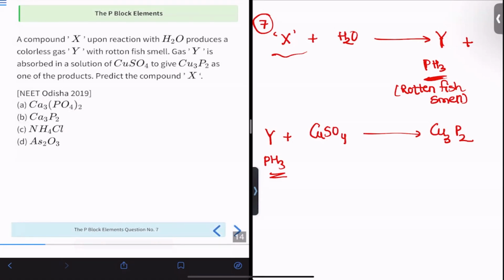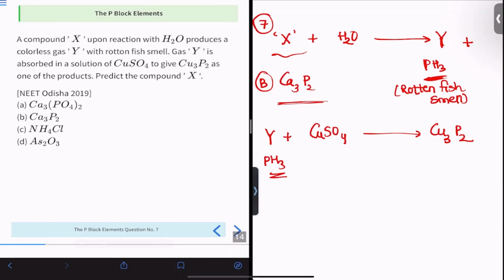So which compound on reaction with H2O gives phosphine? It should contain a phosphorus. Which contains phosphorus? Calcium phosphide, option B. First you write both the equations. First you read the question properly, then you write both the equations. Then it will be very easy for you to relate the question with the options.